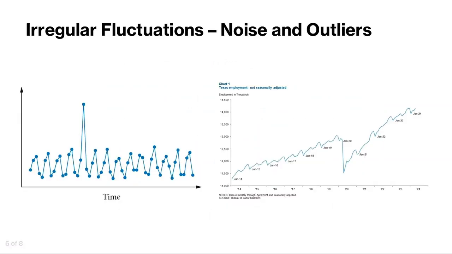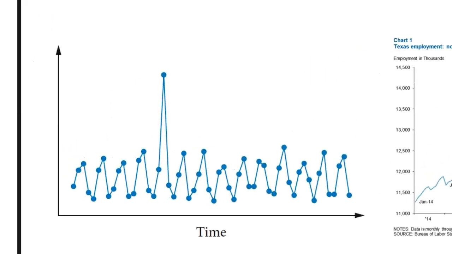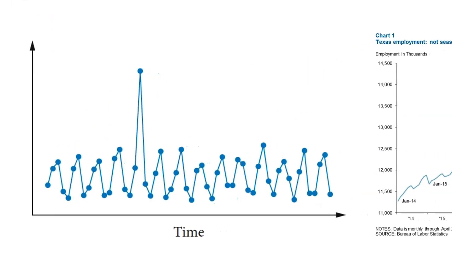The third thing we'll talk about is irregular fluctuations, which are also known as noise or outliers. In this first example here, you can see that there's no clear trend. However, there is a very clear outlier in the data. These are random and unpredictable changes in the data, and they're not part of a trend or any seasonal pattern. And they could be due to one-off events. So for example, a sale, maybe a natural disaster, or potentially something that's just unexpected.